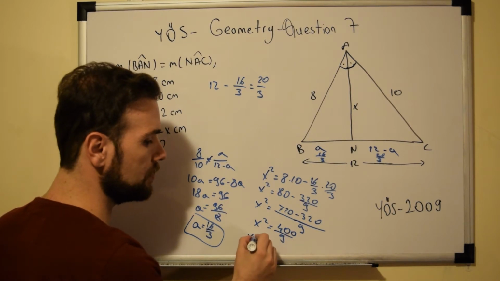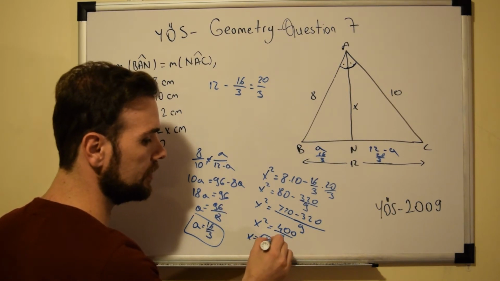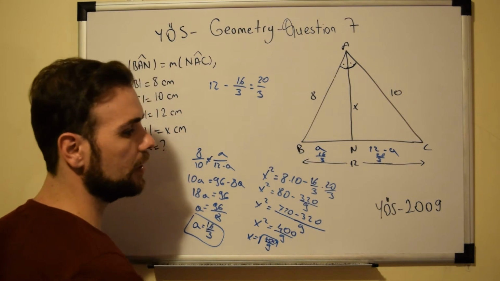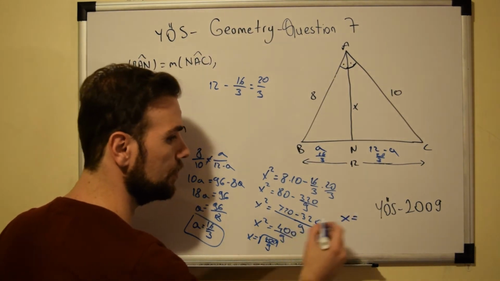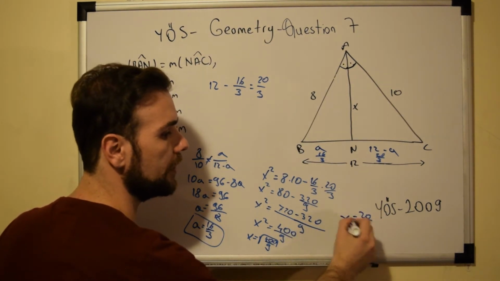So we have x which is equal to the square root of 400 over 9. So what is the value of x? X is equal to 20 over 3.